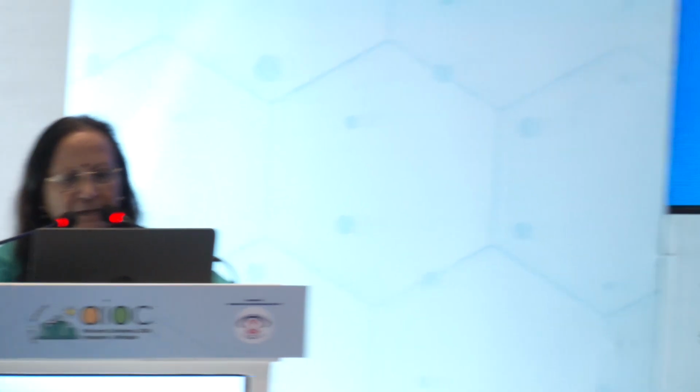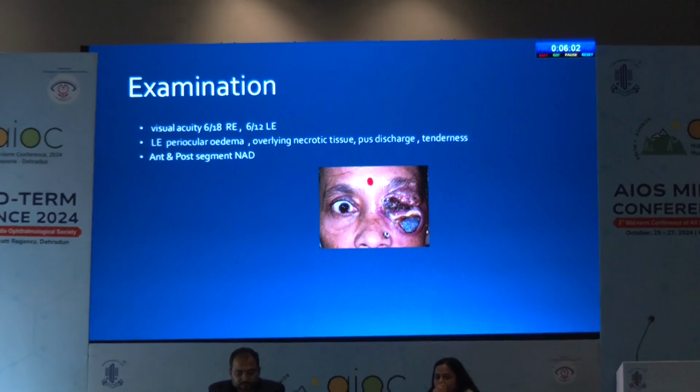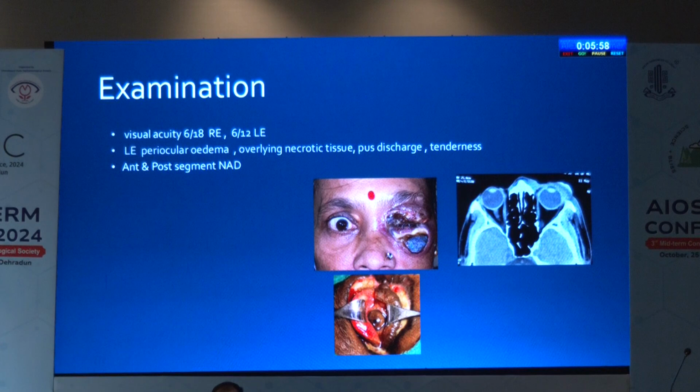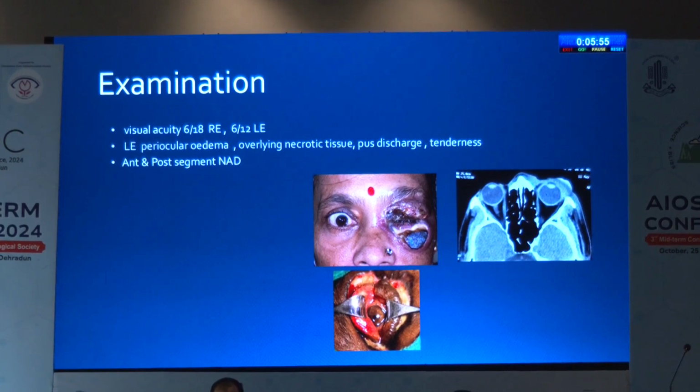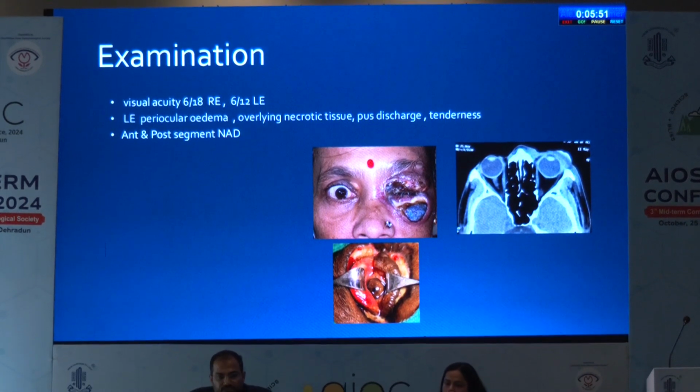On examination, this was the picture. There was erythema in the periorbital area, along with some discharging pus. The necrotic texture you can see. Anterior segment was within normal limit. This was the axial CT scan showing the hyperdense lesion in the lid area. That is the necrotic area.